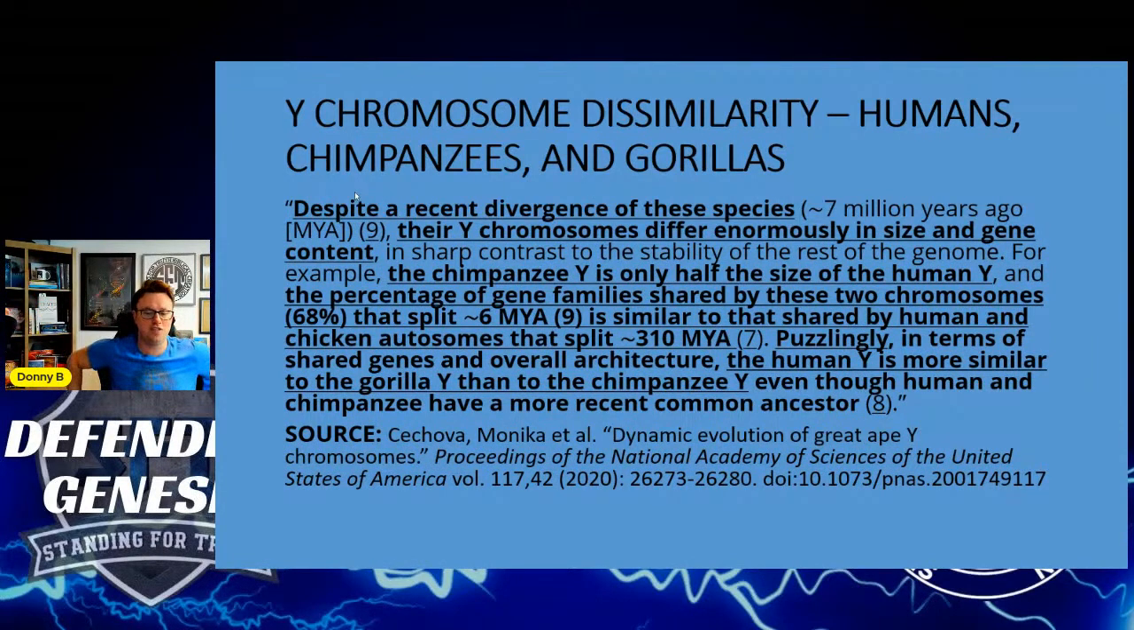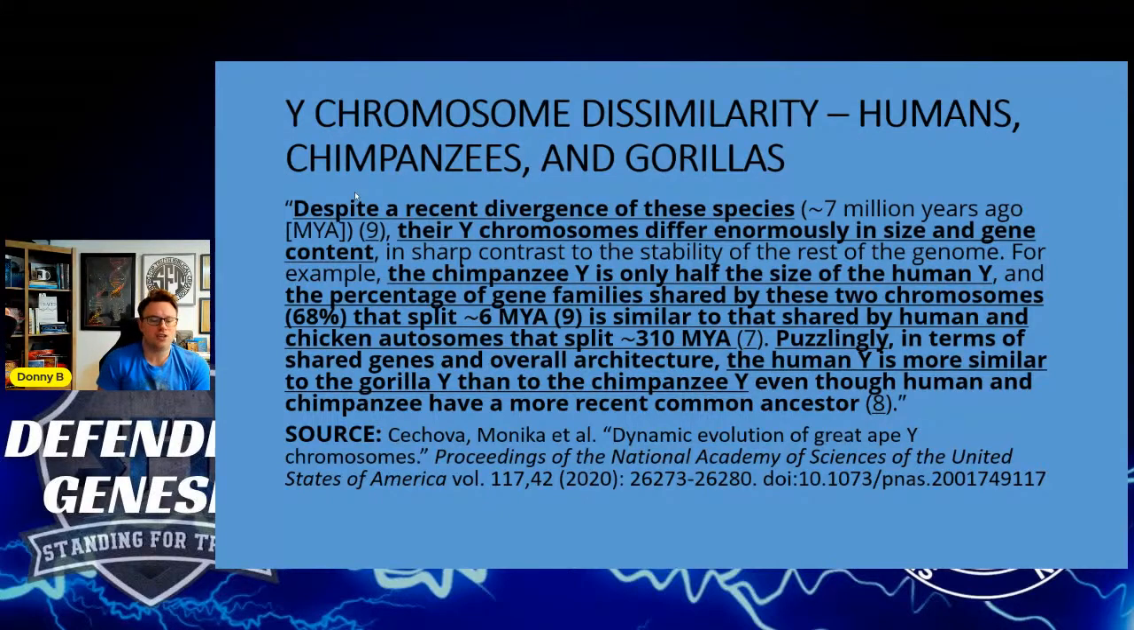The percentage of gene families shared by these two chromosomes that split about 6 million years ago is similar to that shared by, notice this, human and chicken autosomes that split 310 million years ago. Now, autosomes are recombining DNA, biparentally inherited DNA. So it's not the same, but it's just showing how shocked they were.